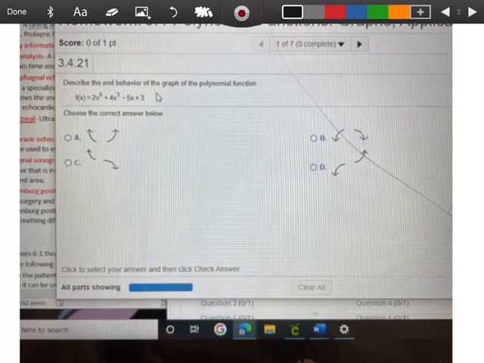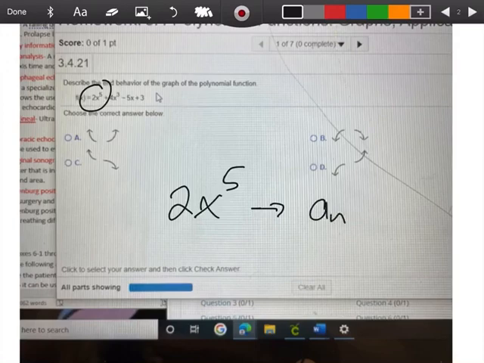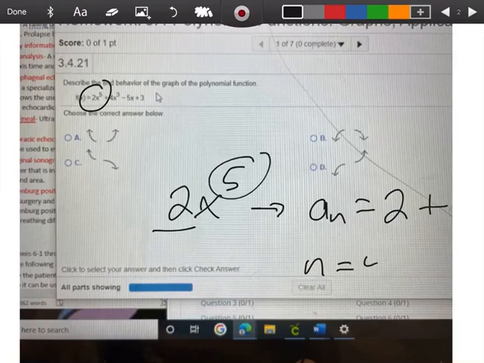So the first thing I'm going to do is come back to the problem that we have, and I'm looking for the leading term. The leading term here is 2x to the fifth. The first thing we're going to do is figure out what is going on with my coefficient and what's going on with my degree. My coefficient in this case is 2. That's positive, right? My degree here is 5.